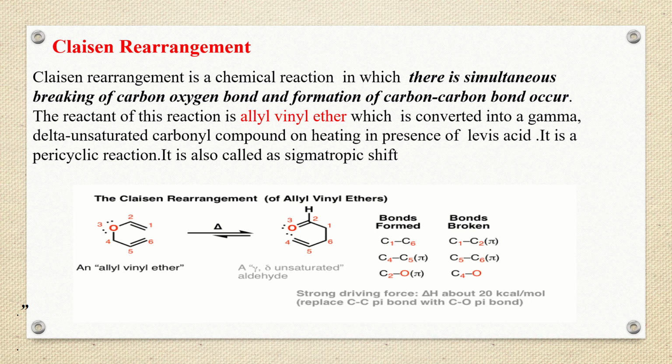number 4 and 5. There is a breaking of the sigma bond between oxygen and carbon number 4, and simultaneously there is a pi bond formation between oxygen and carbon number 2 in order to stabilize the positive charge generated at carbon number 2, and that's how you get a gamma delta unsaturated aldehyde.